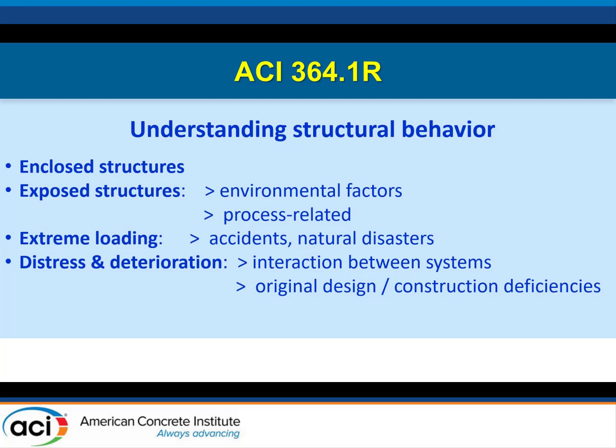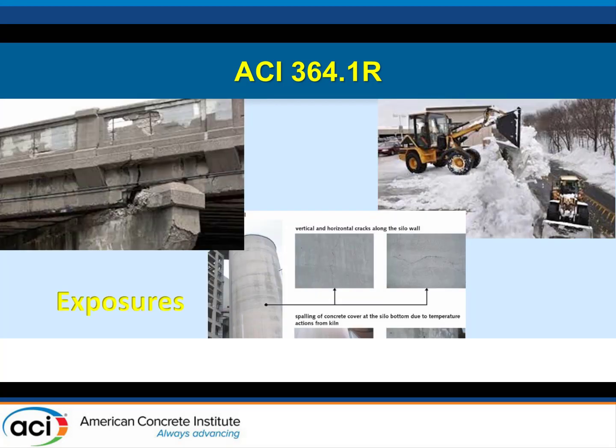Another important part about distress and deterioration, sometimes it's the interaction between systems that may not have been intended. Concrete structures deflect. Concrete structures perform in certain ways when you attach other systems to them, glazing systems. Perhaps the allowances aren't properly made to recognize the fact that that concrete structure is going to do certain things. So it may go back to some of the original design and construction issues.